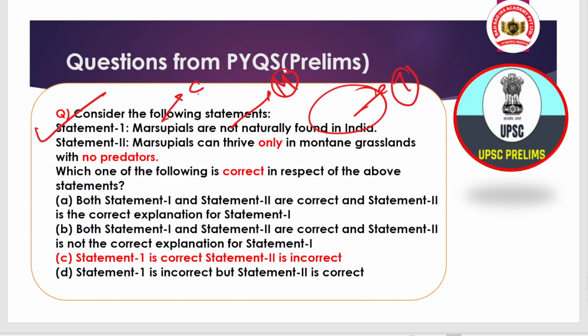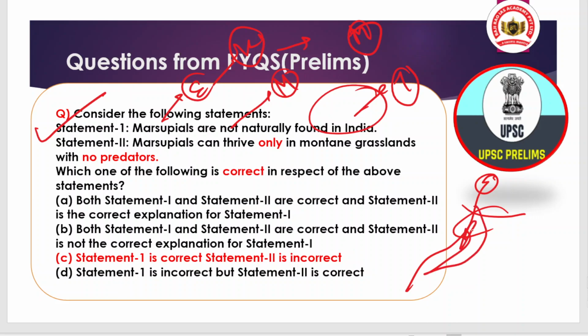And an example of marsupials is the kangaroo. Can you give me other examples of marsupials? Okay, they carry their young ones in their pouch. This is a marsupial, the kangaroo, and it is carrying its young ones in the pouch. So that is the point.